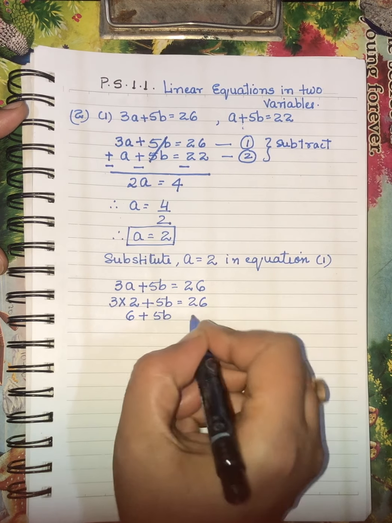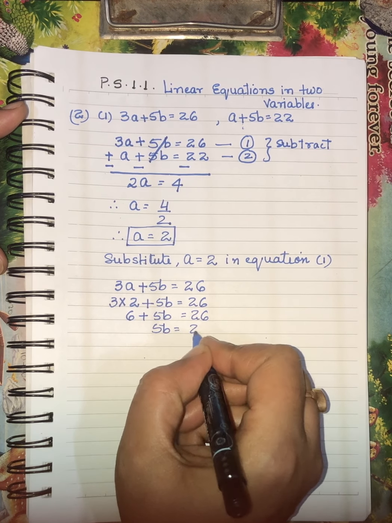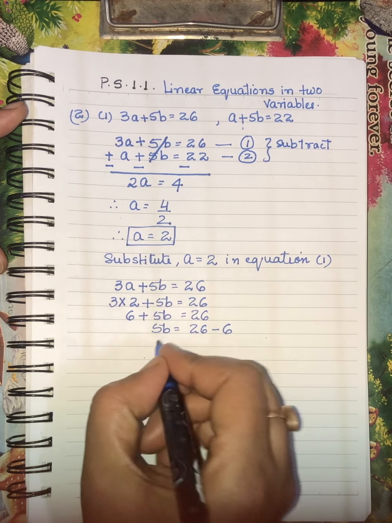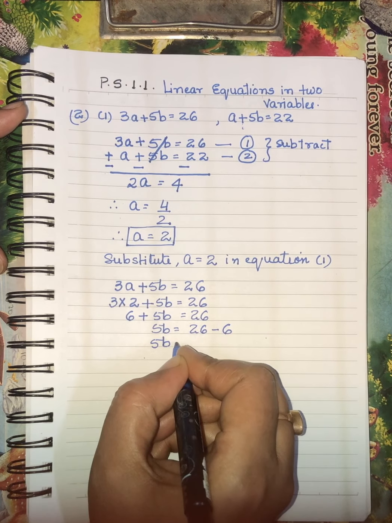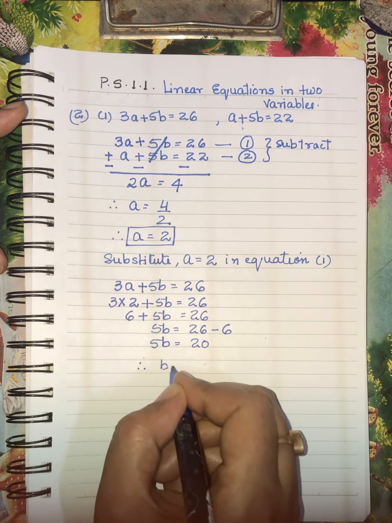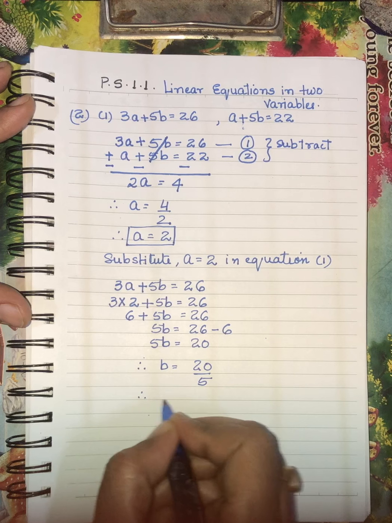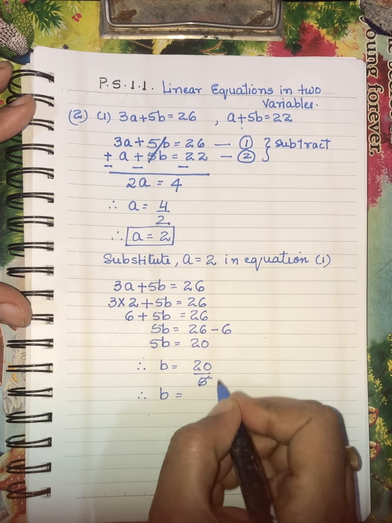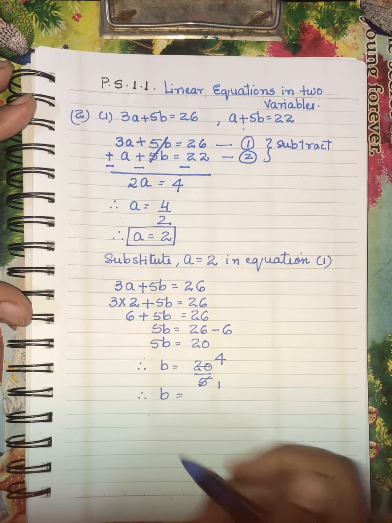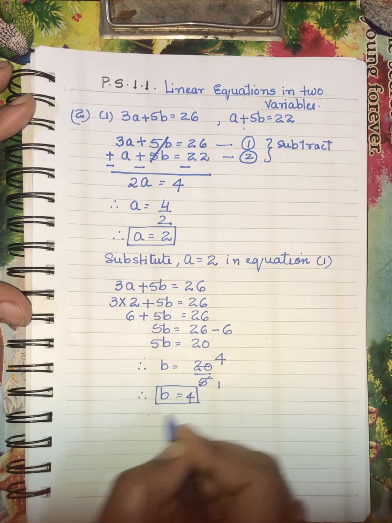6 plus 5b is equal to 26. Now 5b is equal to 26 minus 6. Take the 6 to the other side, becomes negative. We are left with 5b is equal to 20. Therefore, b is equal to 20 upon 5, and hence b is equal to, this is 5 ones are 5 and 5 fours are 20. You are left with b is equal to 4.